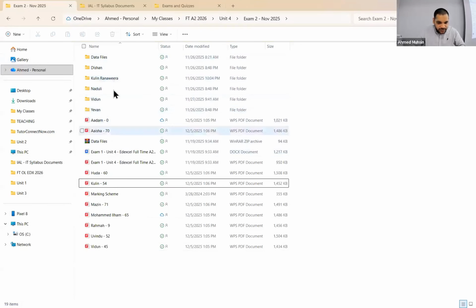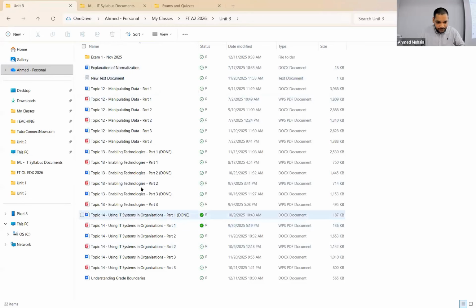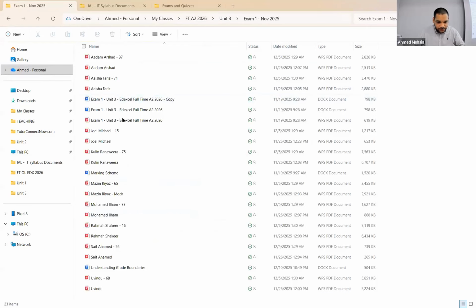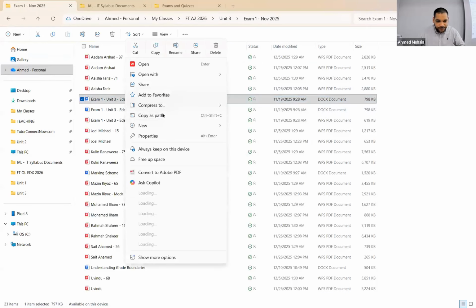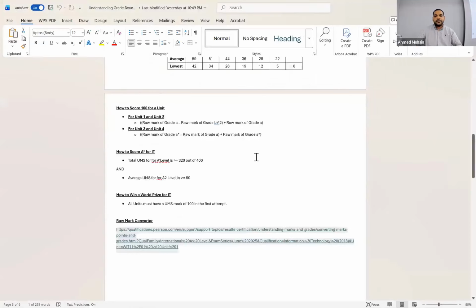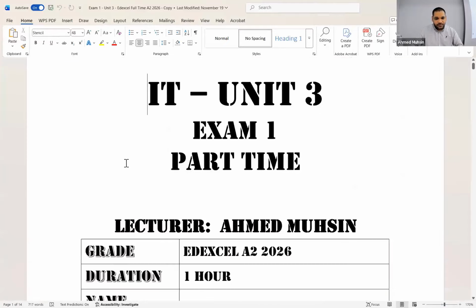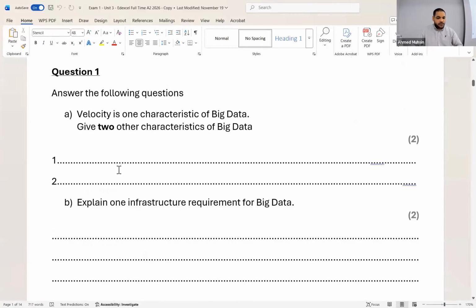So over here, guys, I want to again share the marking scheme with you all. Where is it? Exam 1. So the first one, many of you all scored your marks over there. So everybody, what did we speak on over here? Velocity is one characteristic of big data. Give 2 other characteristics of big data.